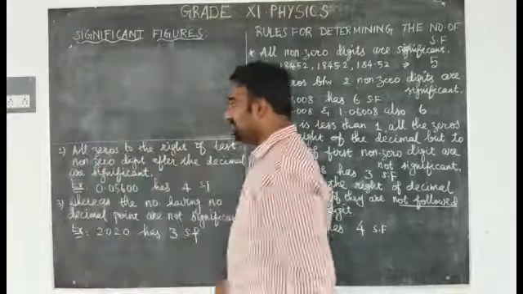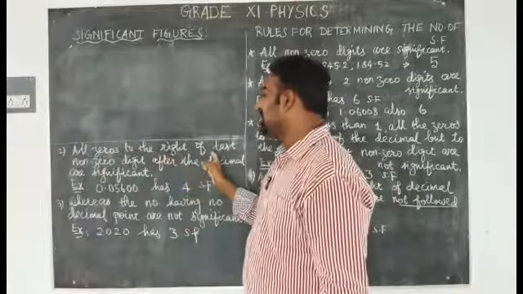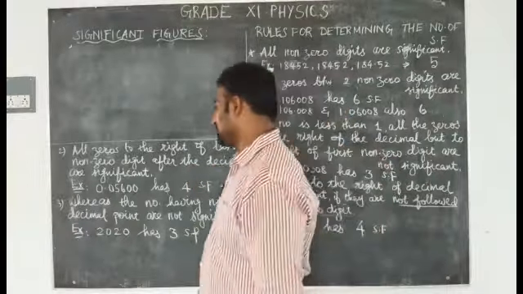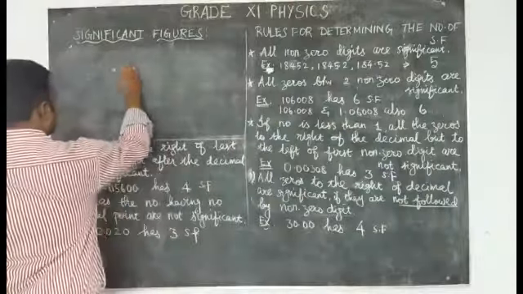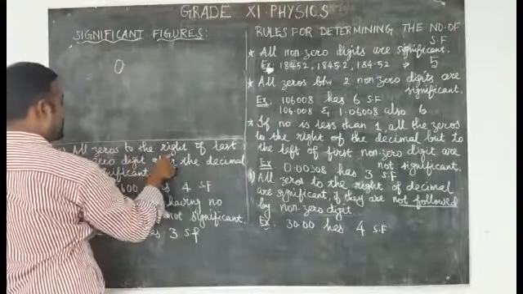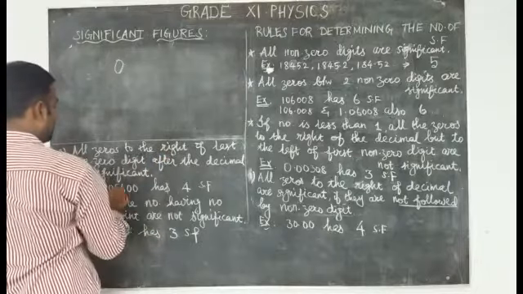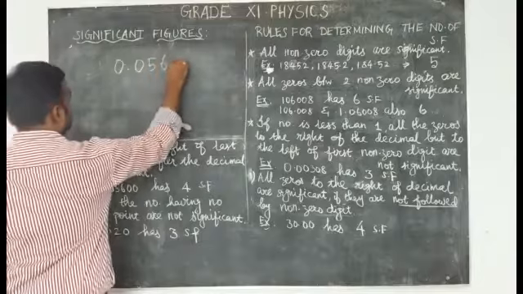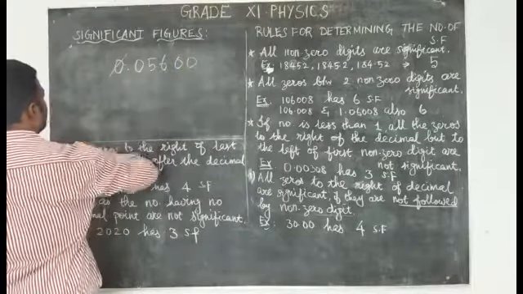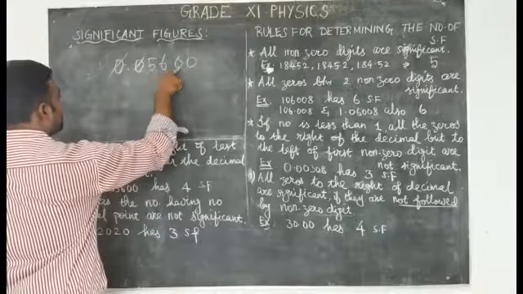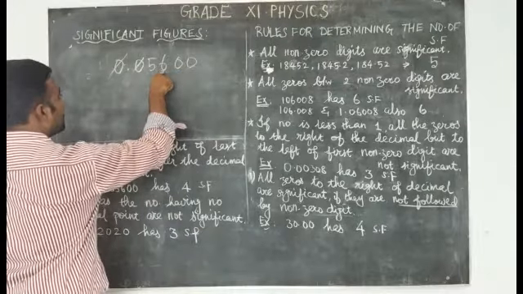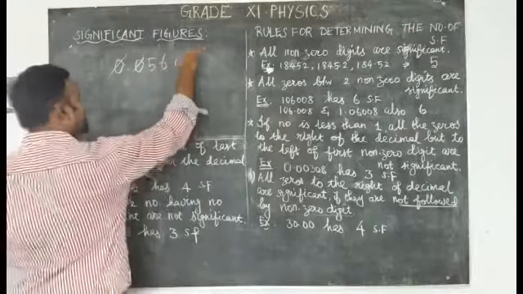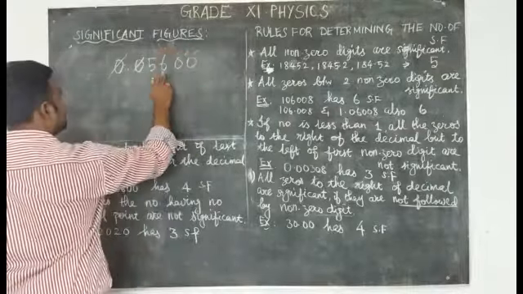Then there are two more cases here. All zeros to the right of the last non-zero digit after the decimal are significant. For the less than 1 case, take 0.05600. The zeros before are not significant, but these two zeros are followed by non-zero numbers, they come after the non-zero digits, so they are significant. So 5 and 6 are also significant.